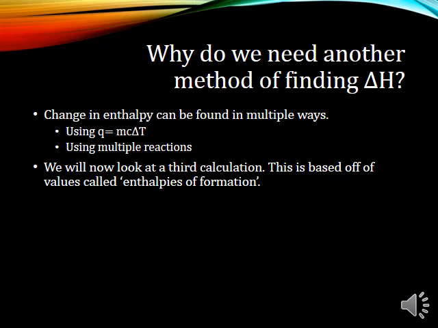Why do we need another method for finding delta H? So we found it using the specific heat equation, Q equals mc delta T, because Q is actually equal to our change in enthalpy for a chemical reaction. We've also used the multi-step reactions and added them to find our change in enthalpy, or delta H. And now we will look at a third calculation. This is based off of what we call enthalpies of formation.